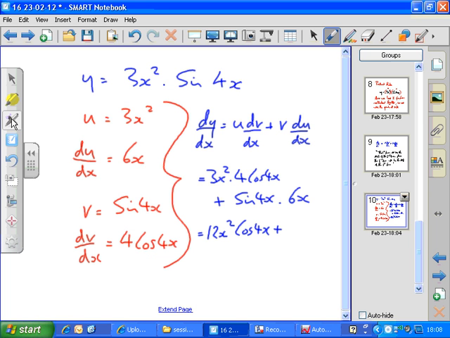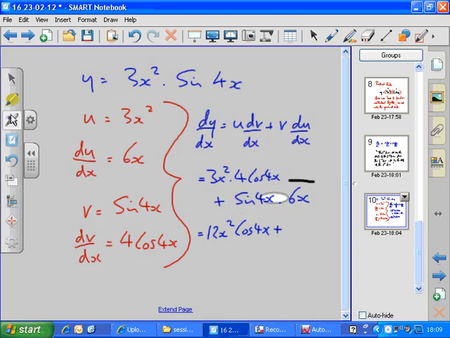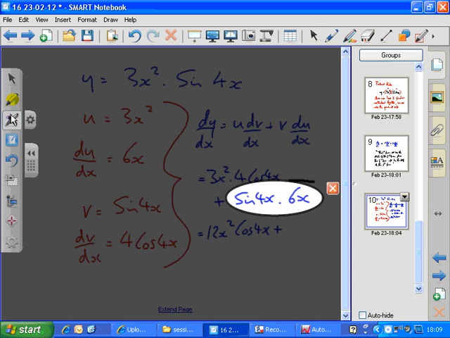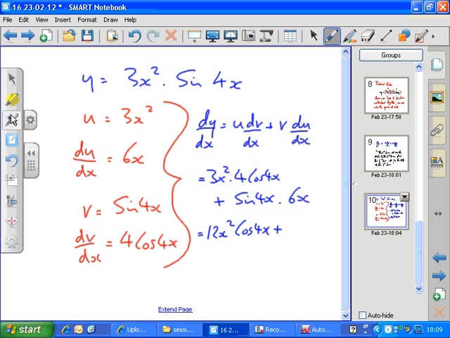Plus, and then how can we tidy up this second part? No, because the 4 is inside the sine function. So all we can do here is just put the 6x first and then the sine 4x. So 6x sine 4x.